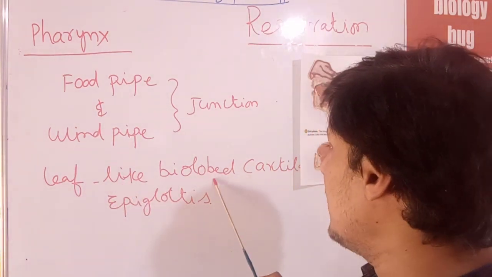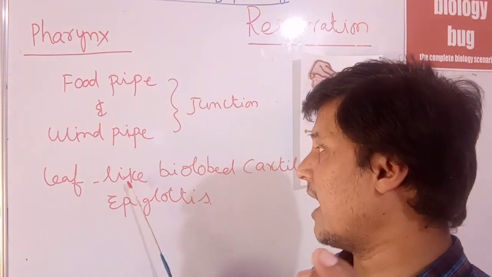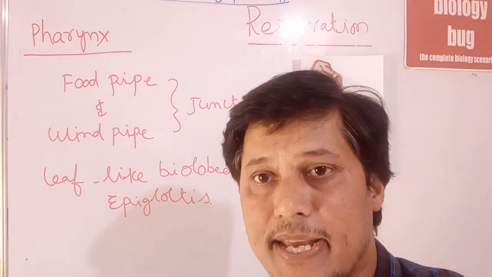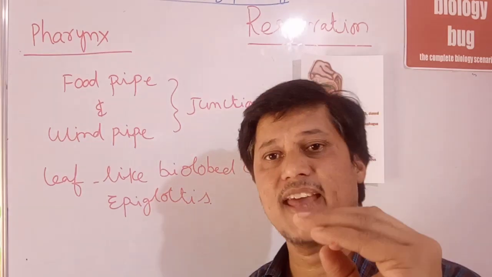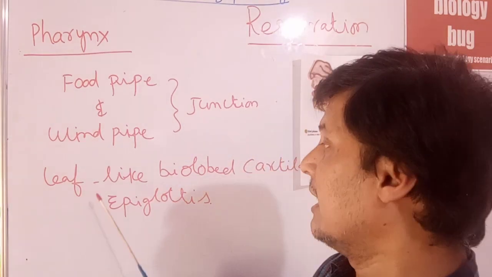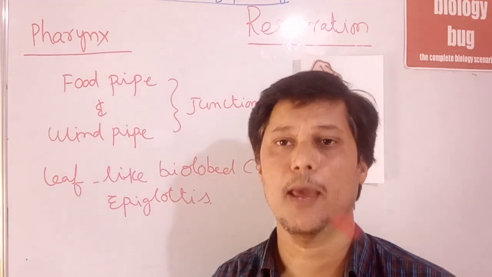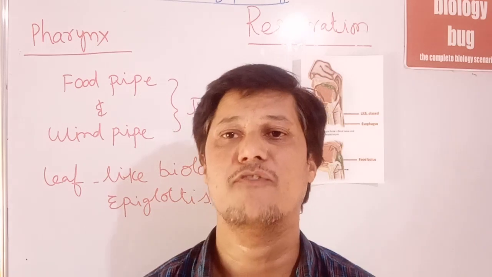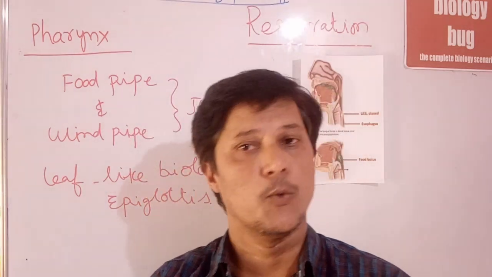Here one leaf-like bilobed cartilage is there. That is called epiglottis. So pharynx consists one leaf-like bilobed cartilage, that is called epiglottis. So epiglottis is useful to send the food into food pipe, wind into windpipe.